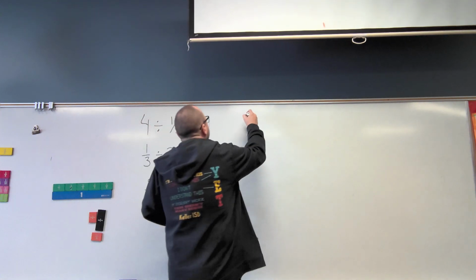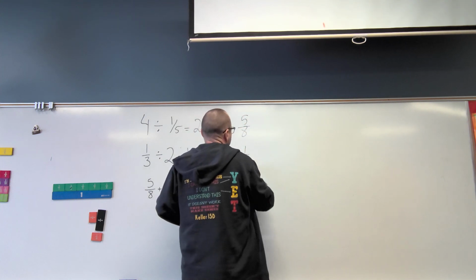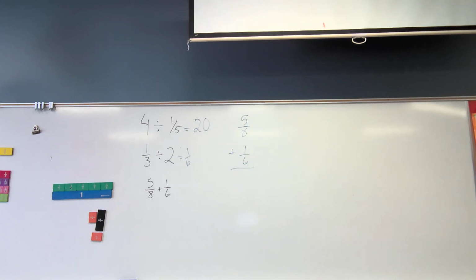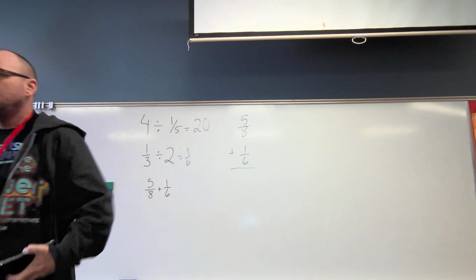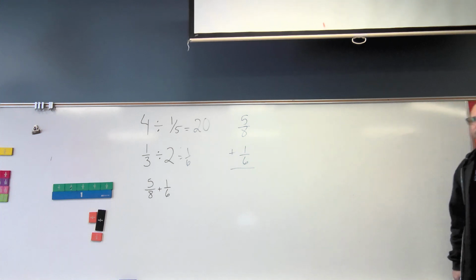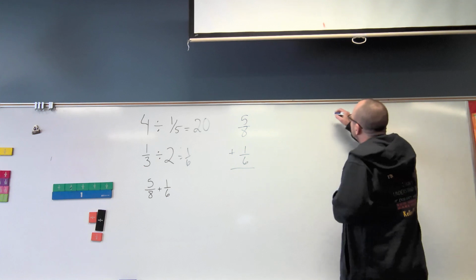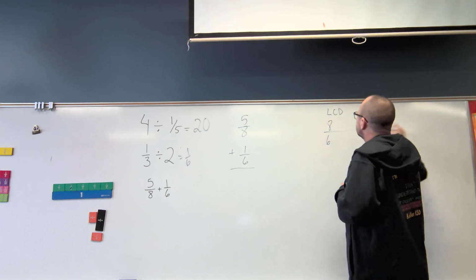Now let's do another one, adding, because adding and subtracting are much more difficult than multiplying and dividing with fractions. We cannot add these fractions together. Why, Caitlin? They have a different denominator. So I'd want to find my least common denominator of 8 and 6.